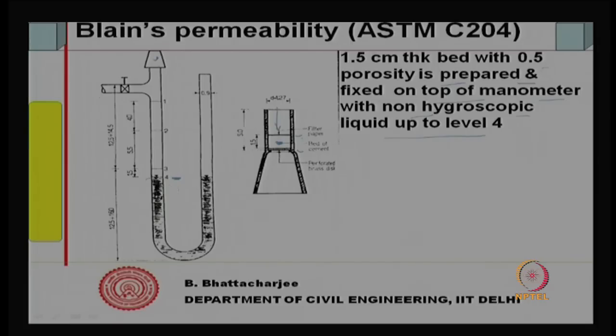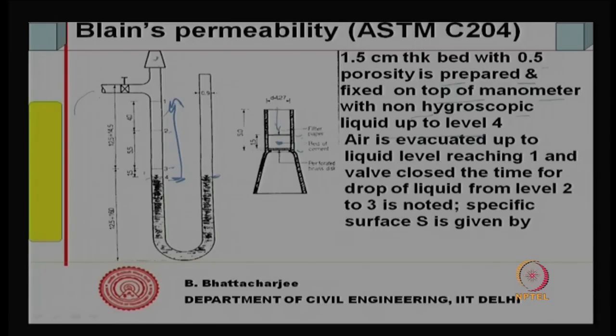Usually it is kerosene. So, you fix it at this level; initially it is filled up to there. Marks are there: 3, 2, 1 etcetera. The distances are also available, so we know how much the head would be. After we place it here, by simple manual suction, you can suck the air out of it such that this liquid moves up to 1. Air is evacuated up to the liquid reaching 1.